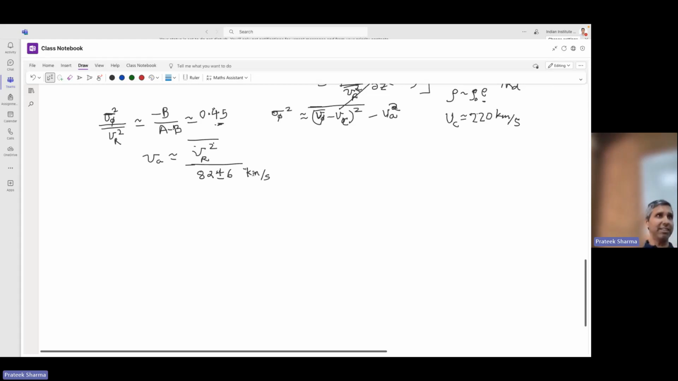Yes, the thicker disk has larger vertical random motion. Because of that, it will have a larger asymmetric drift. So it will be going slowly compared to the circular velocity.